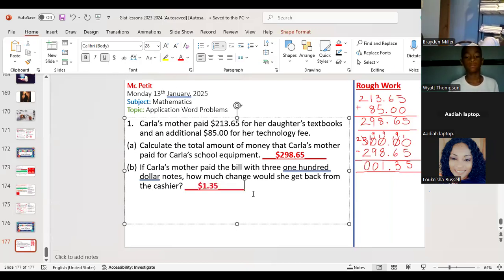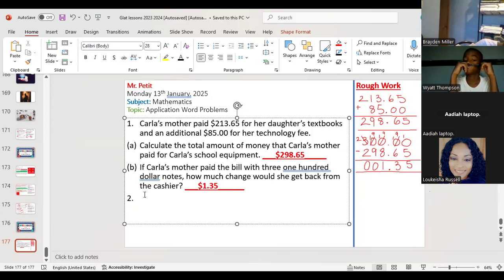So the first one, in order to get an answer, we add it because that's the total. We're trying to find the total. All right. And the second one, we have to subtract to get an answer. All right. Okay, good. So let's go ahead to number 2 and do this one.